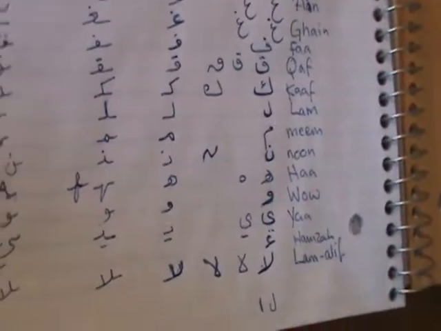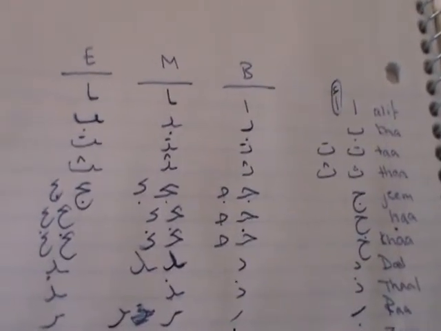Okay, this ends how to write letters at the beginning and the middle and the end of the word. Now we will learn how to write words in the Arabic language in the next session.